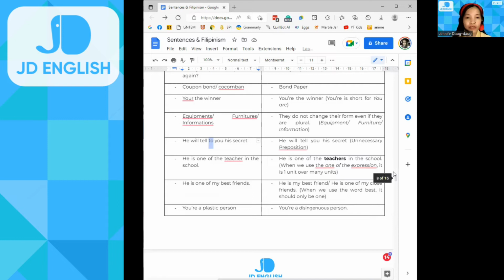He is one of the teacher in the school. So as you can see, one of the teacher. So of course, at school there is more than one teacher. So we should say teachers. He is one of the teachers in the school. When we use the one of the expression, it is one unit over many units. So instead of teacher, teachers.